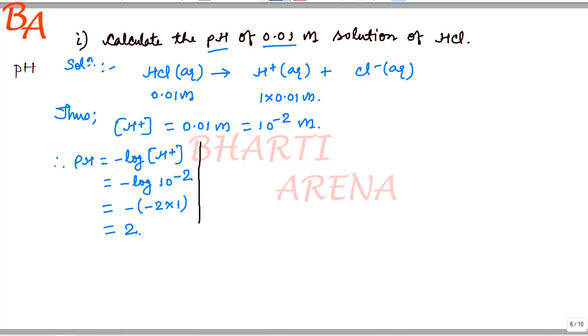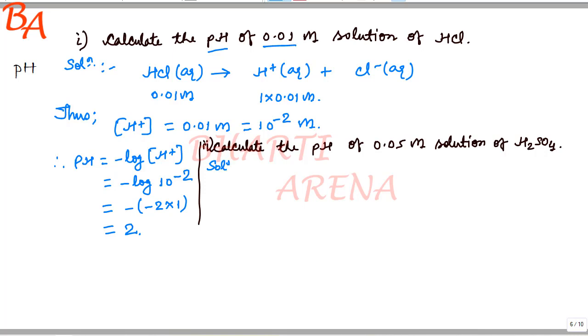Now another problem is calculate the pH of 0.05 molar solution of sulfuric acid. It is second problem. Solution.